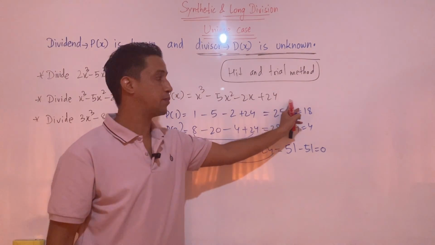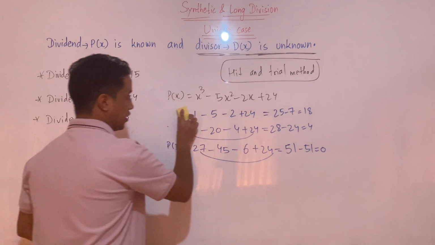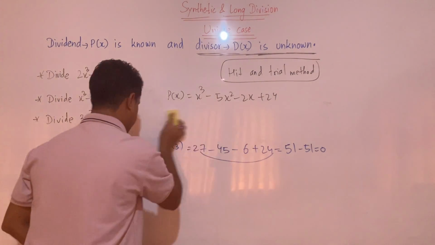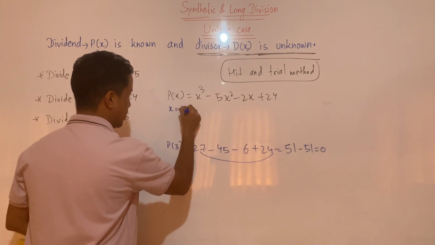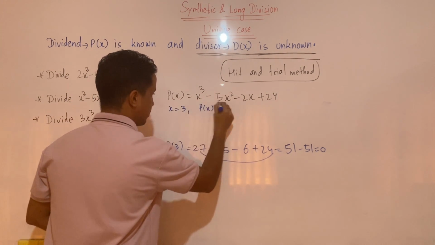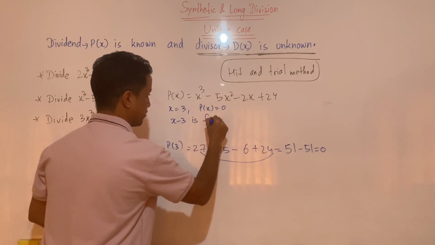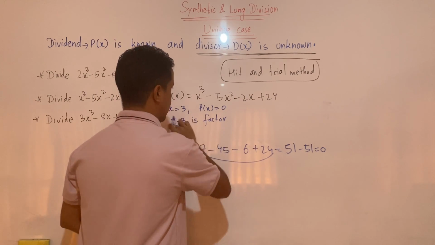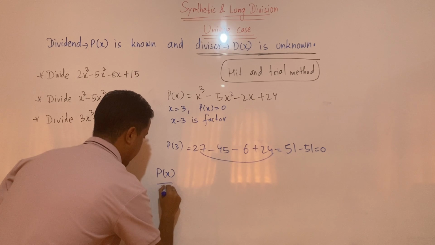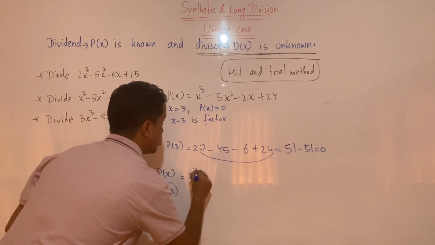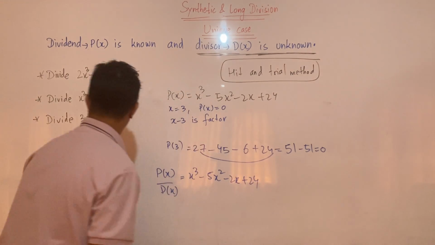Now see here, when I put the value of x as 3, the value of this whole expression becomes 0. What does it mean? It means we have got the divisor, right? So for the value x equals 3, p(x) becomes 0. It means x minus 3 is a factor. Factor means it divides p(x) completely. So I can say p(x) by d(x) is x cubed minus 5x squared minus 2x plus 24.